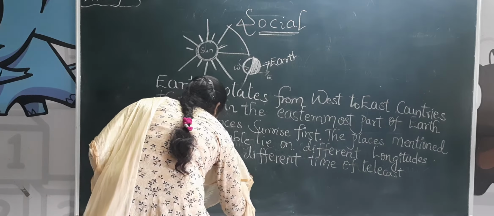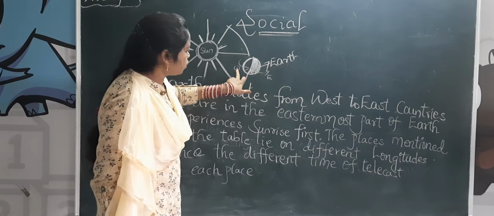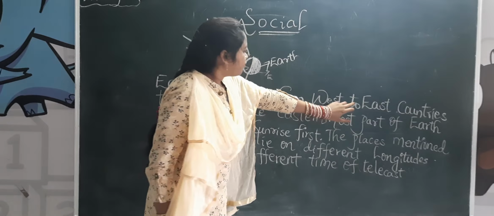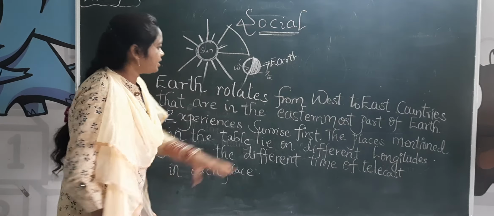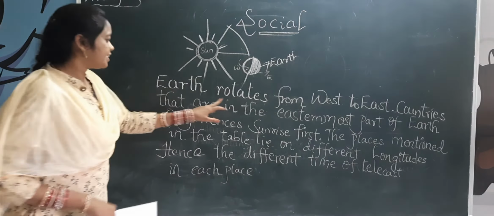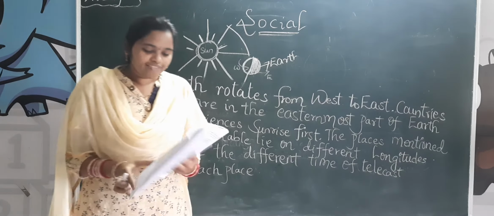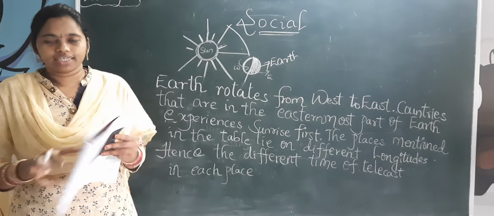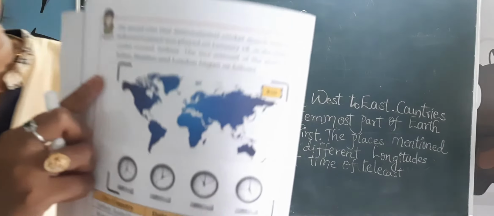See, look at the children, this one. The earth rotates from west to east. So here, from west to east, countries that are in the easternmost part of the earth experience sunrise first. Here I will show you the map. See, this is a map.